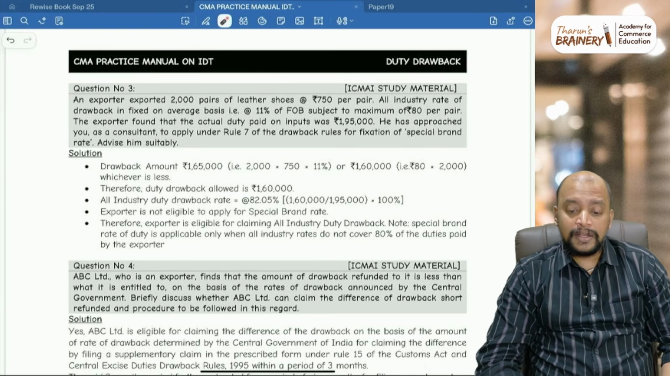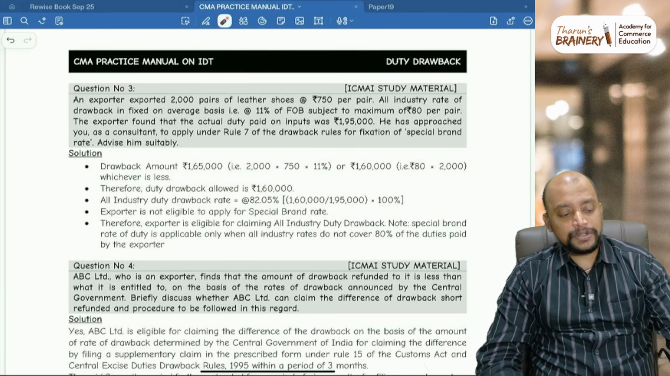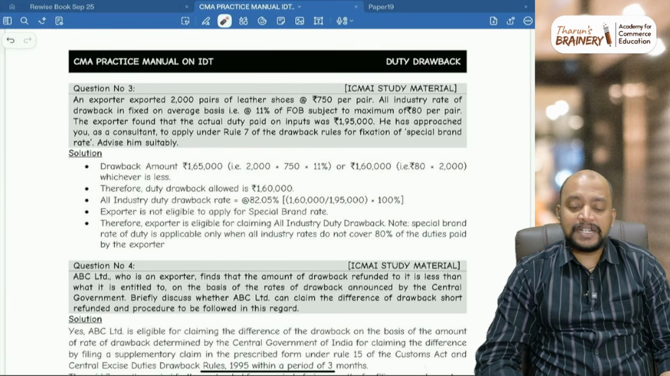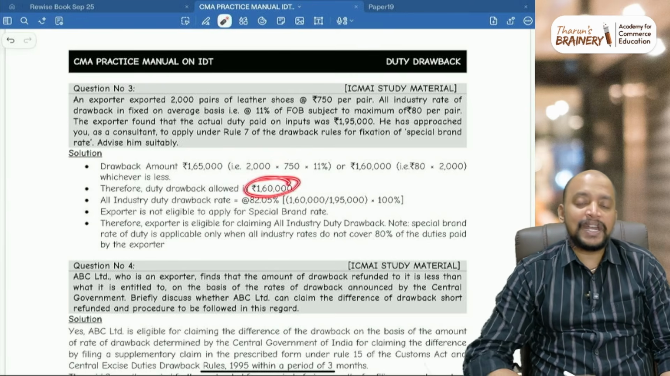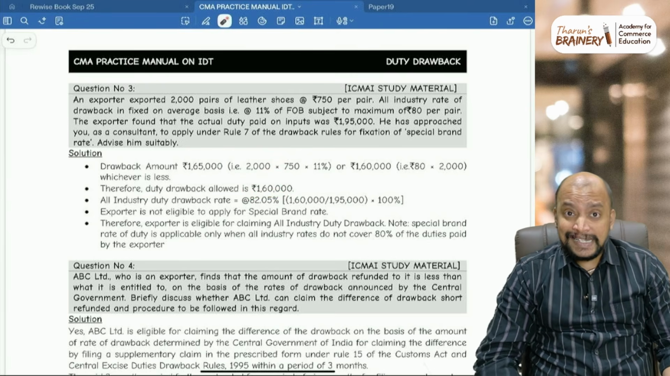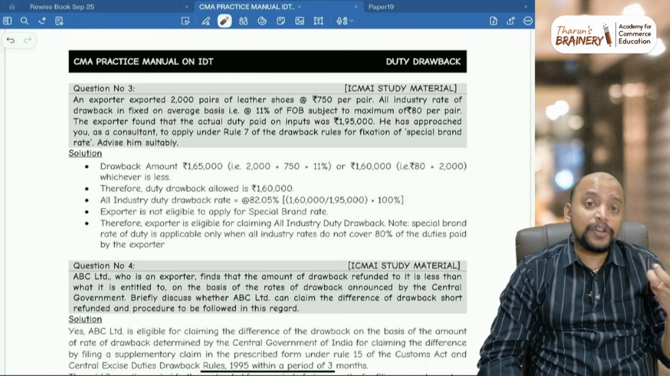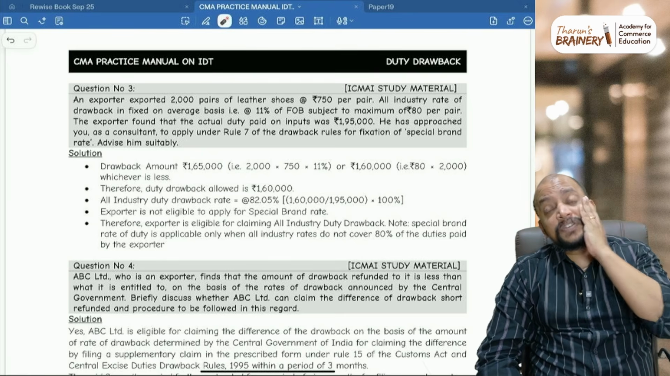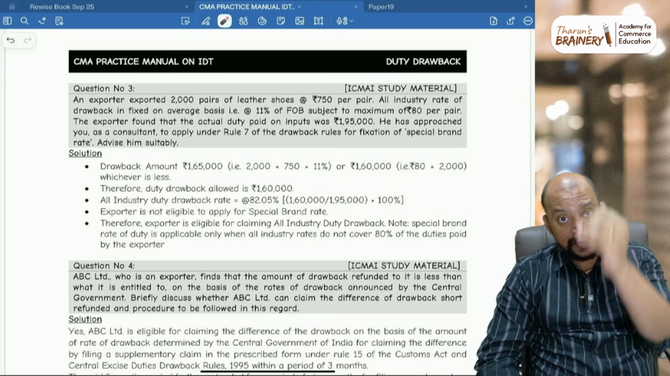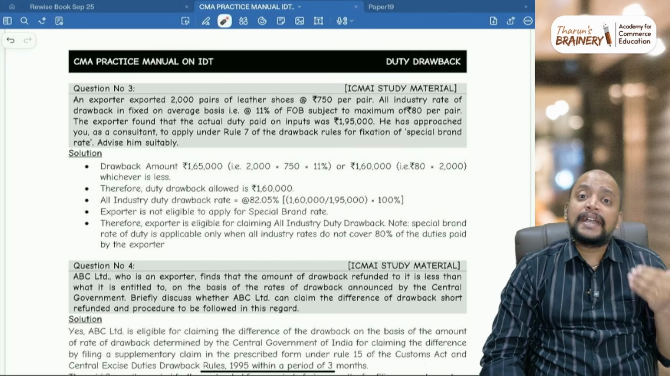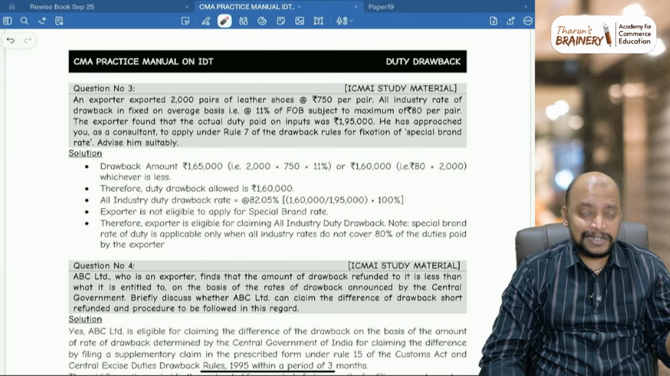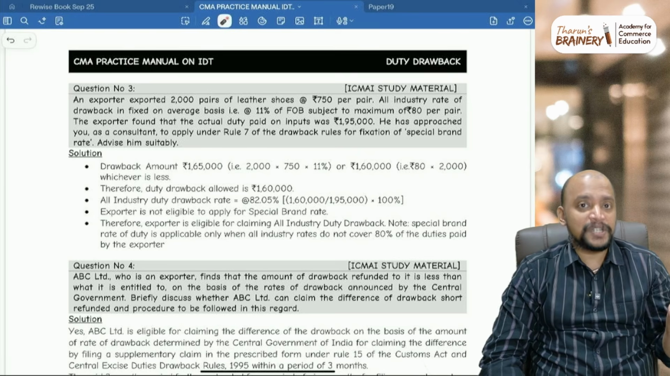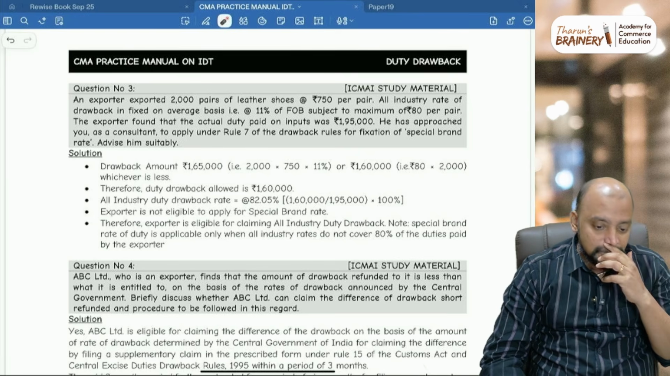1,65,000 or maximum 80 rupees per pair. So 2000 into 80, that will be 1,60,000, whichever is less. So the duty drawback is 1,60,000. You can go for special brand rate if the duty drawback as per all industry rate is less than 80% of the tax incidence or duty incidence. Now, how much is the customs duty?